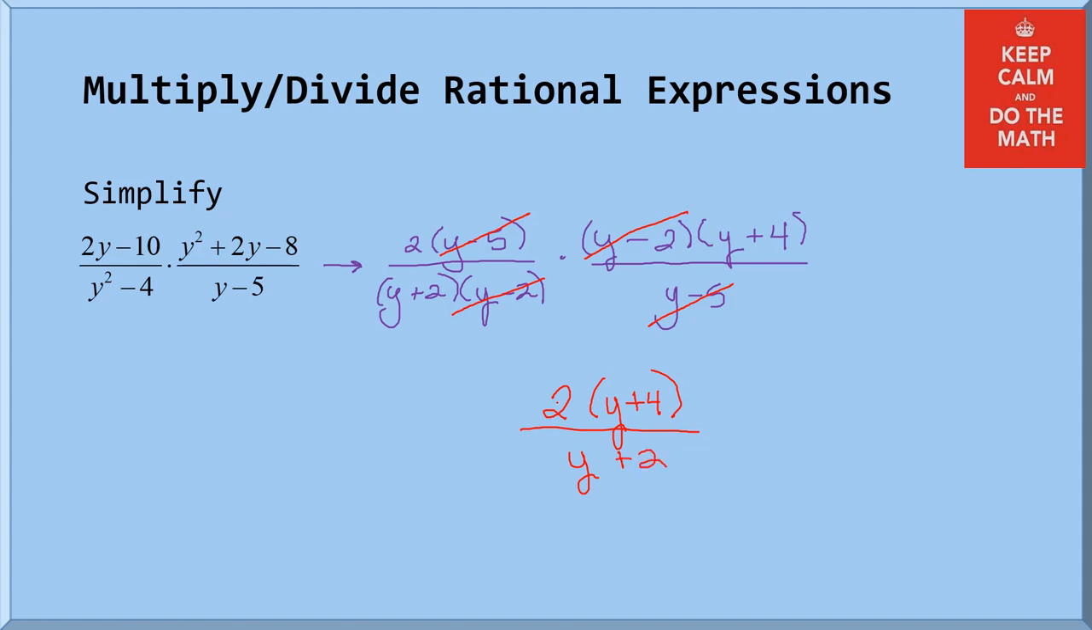Now whether I would distribute the 2 back through depends on what the directions say for your particular homework problem. At this point, I'm going to go ahead and leave it in this format, and that is the simplified version of that multiplication problem.